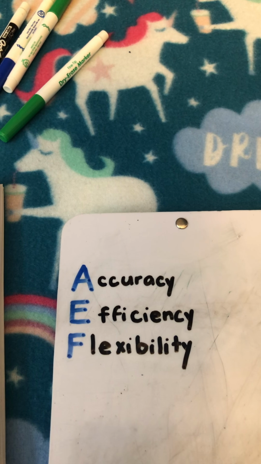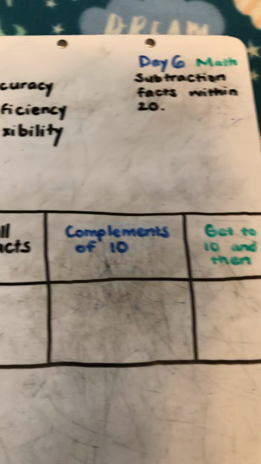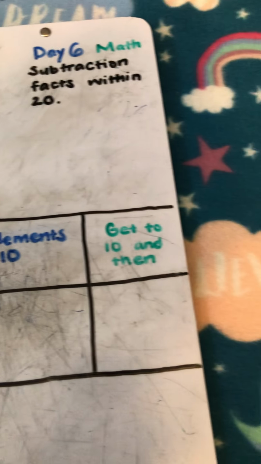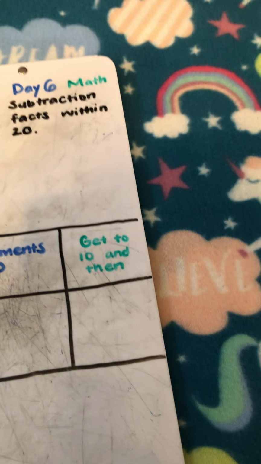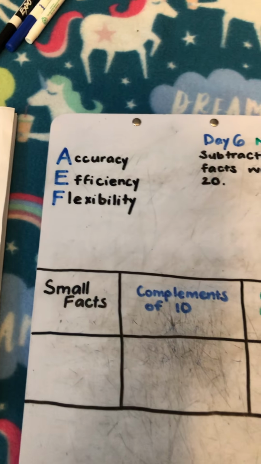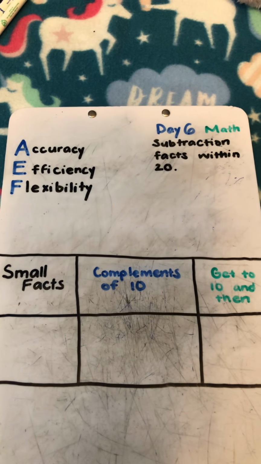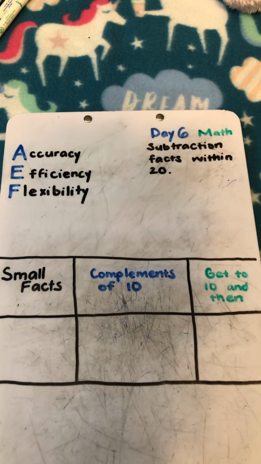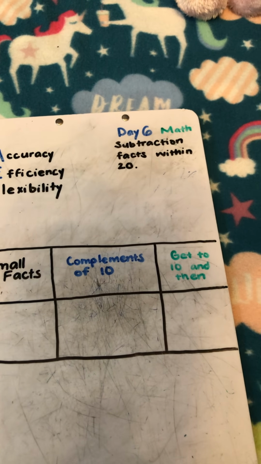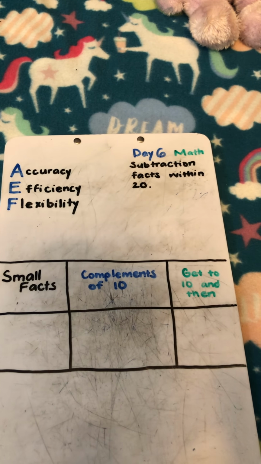Okay? So, the 3 strategies that we're going to talk about are going to be our small facts, our complements of 10, and our get to 10 and then. Now, if you have been watching our videos, you will notice that these are similar strategies that we talked about and described when we were doing our addition facts. So again, same sort of thinking, same sort of strategies for subtraction and addition. Let's start off with our small facts if we could.